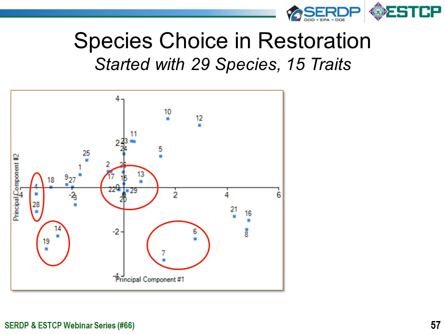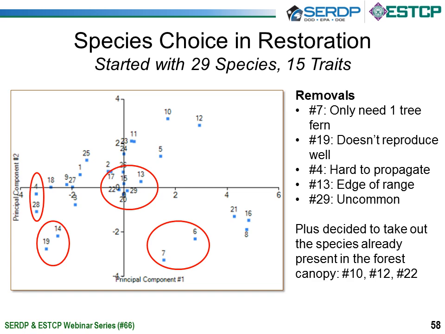In our case, we made some decisions based on this graph that I'm going to focus on here. Right here between number 6 and number 7, both of those were ferns, and we decided that we really only needed 1 fern within the experiment, so we took number 7 out. Over here with 19 and 14, 19 was a species that we knew didn't reproduce very well, so we decided that we didn't need that species and could take it out. Number 4 over here was hard to propagate, but since it's similar to number 28, we felt like we could get rid of that species from our list.